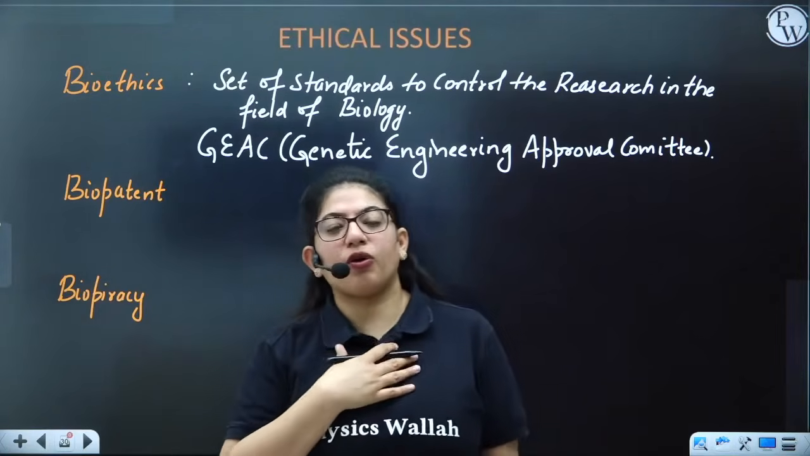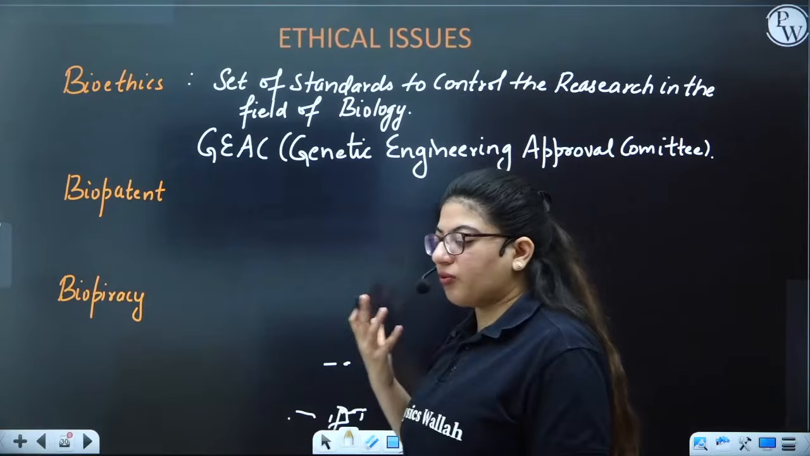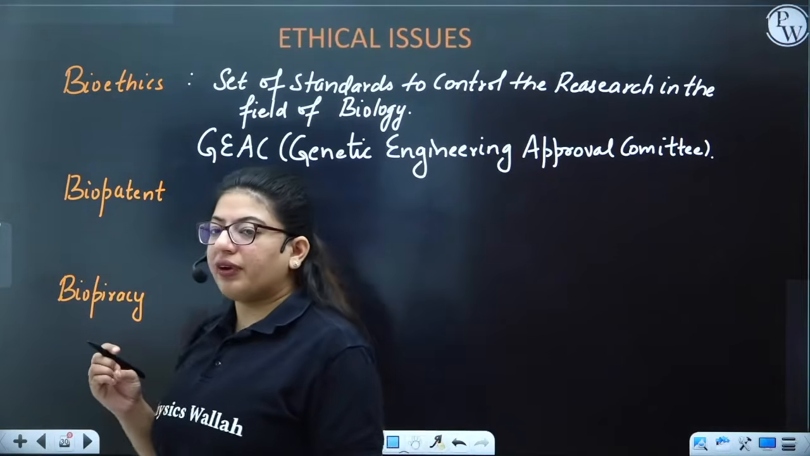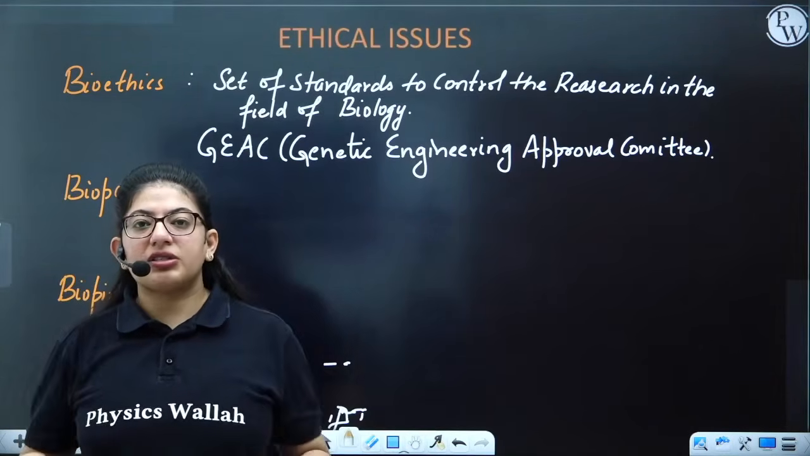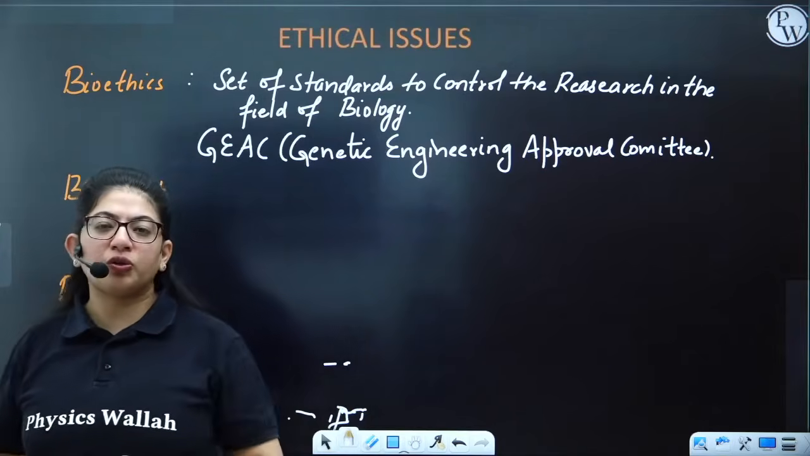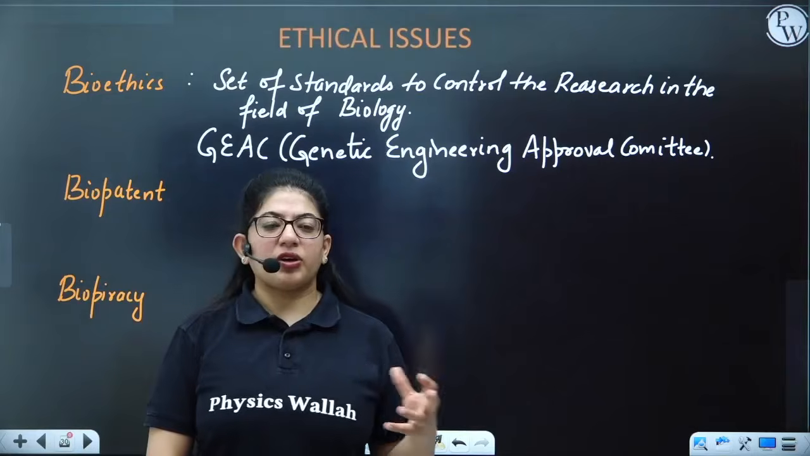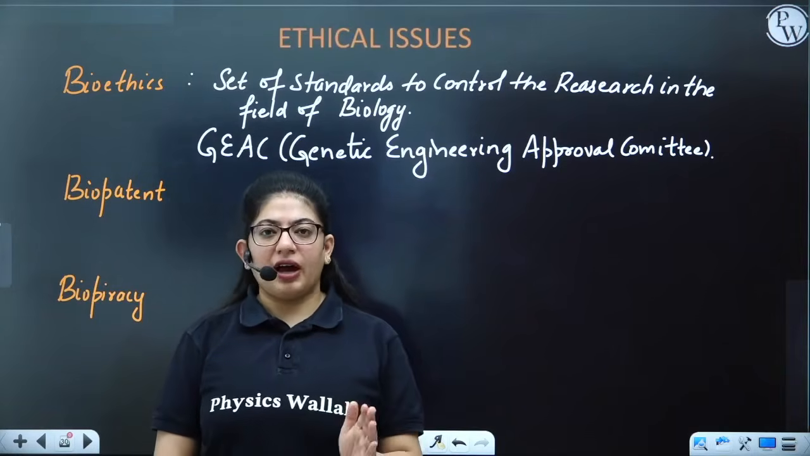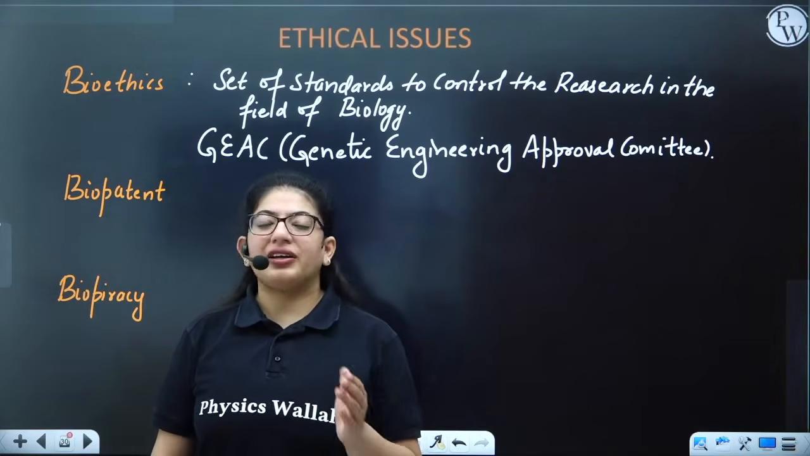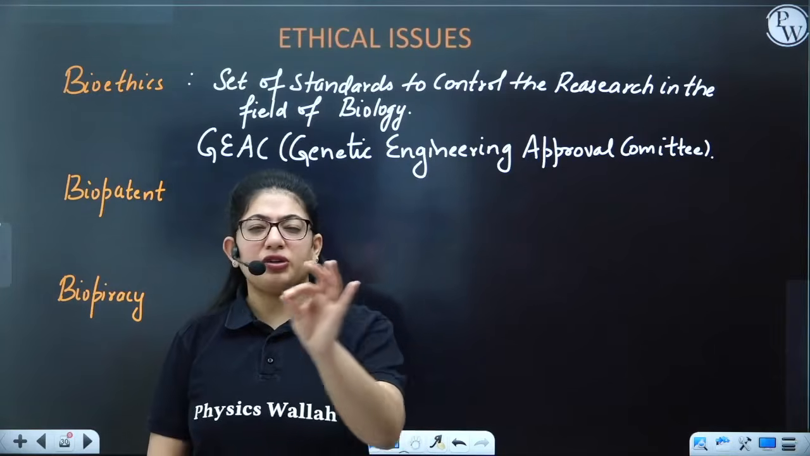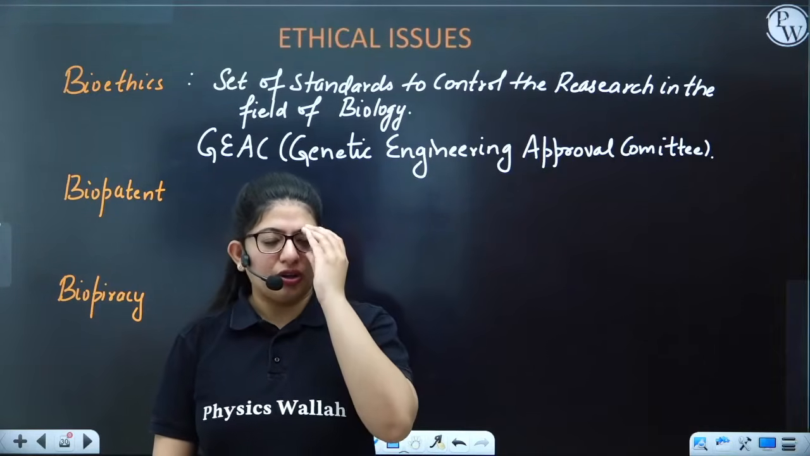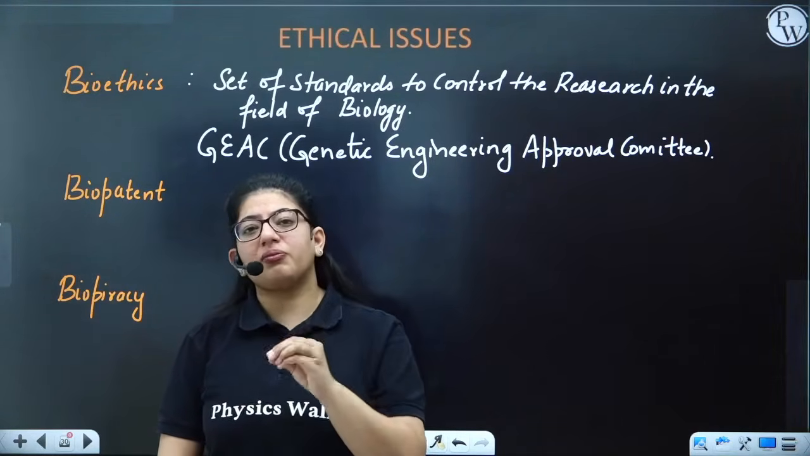For example, if I want to research on something, I want to start my PhD, I will write everything on some papers: this is what I'm going to do in my entire PhD. This is my aim. This is what I'm trying to find. These animals I will be using. If they find it ethical, if they say yes, you can use these animals, yes, you can do this type of research, they will give me a big okay.